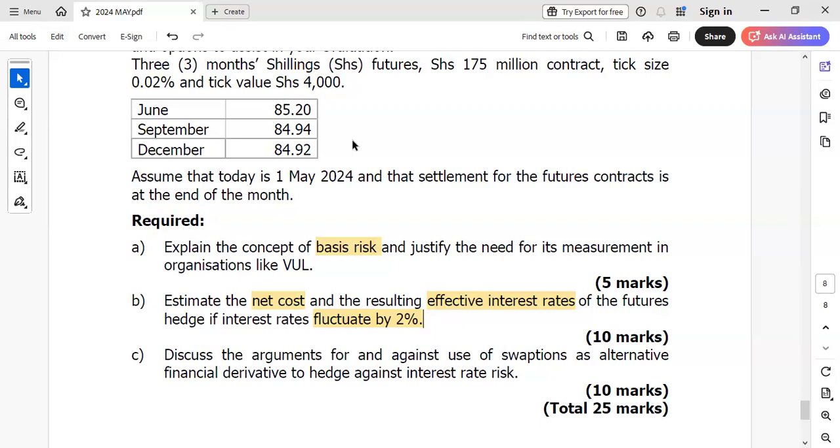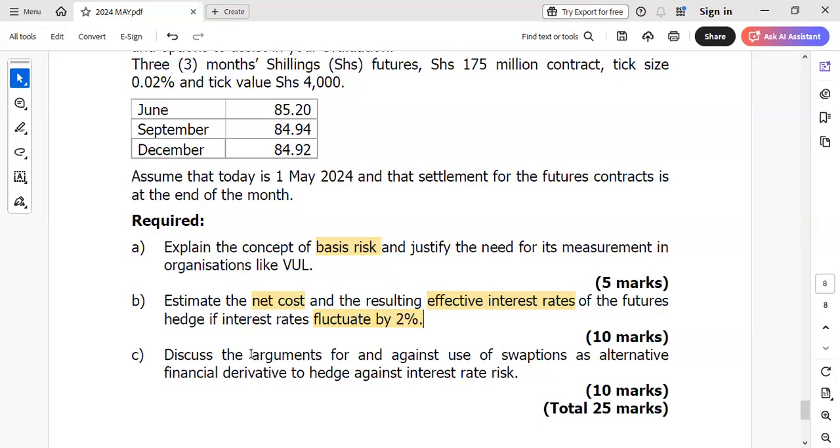Because they may specify that you compute the net cost or the effective interest rate of the futures if the interest rate increases by 2. That is specific. You look at only the increase. But if they say that the interest rates fluctuate by 2, you must look at two sides: when the interest rate falls by 2 or increases by 2.